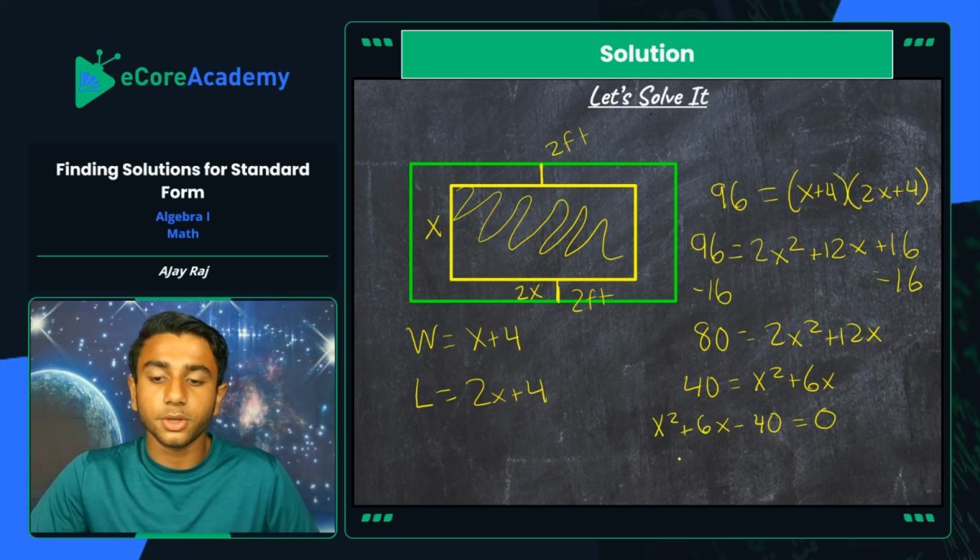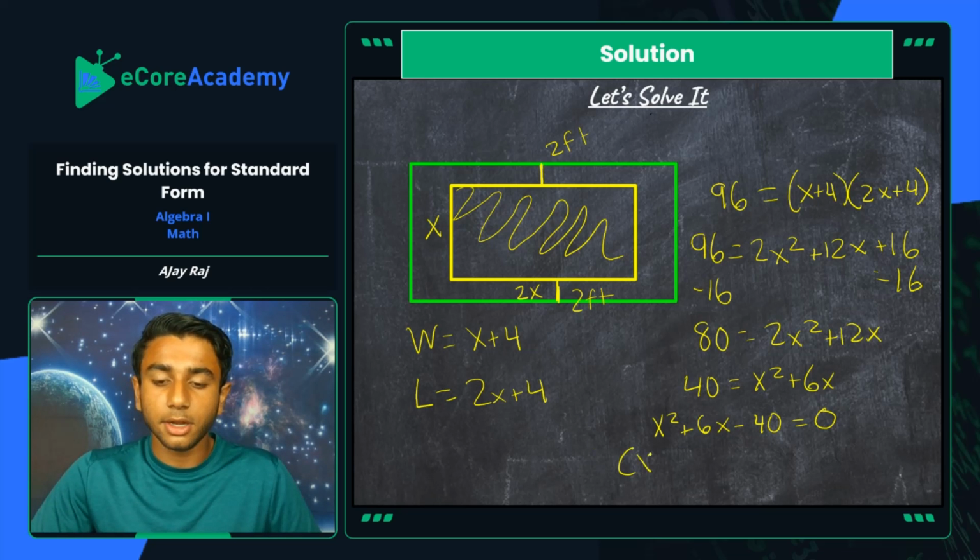And then, of course, we're going to try and factor this. So what are some factors of negative 40 that will add to positive 6? We know that 4 and 10 multiply to 40, but what are the combinations? Well, we know that 6x is positive, so the larger number has to be positive, which means that 10 has to be positive. So the factors are x minus 4 times x plus 10 equals 0. Now we have our two solutions.